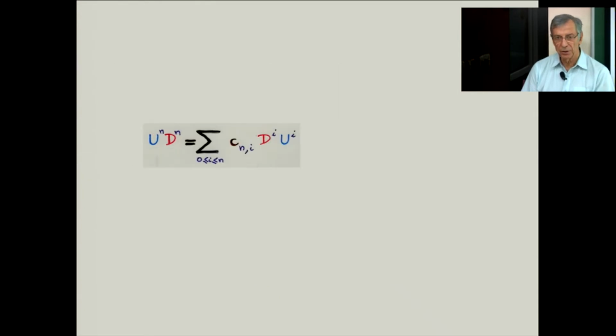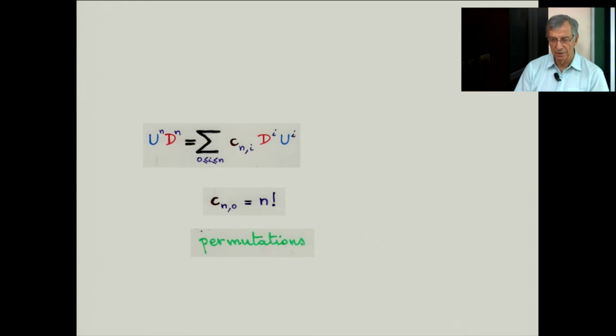And then a particular case: if I start with a monomial U power n, D power n, then I get a summation in this monomial, and the constant term of this polynomial is n factorial. This is permutation. And I will give you an idea of the proof, how to get permutation from this quadratic algebra.